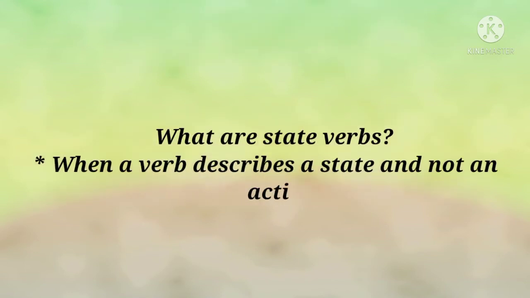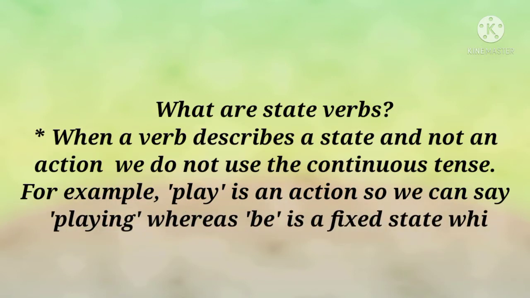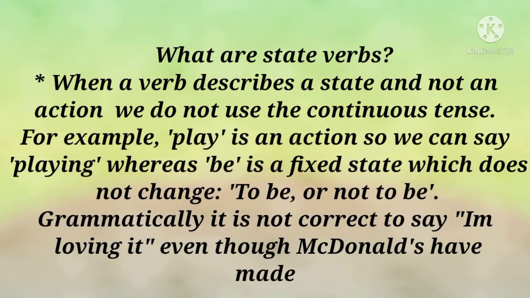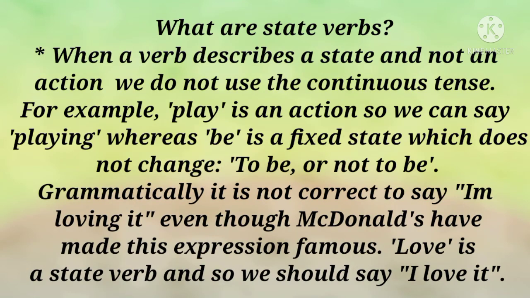Now children, let us see what are state verbs. Children, when a verb describes a state and not an action, we do not use the continuous tense. For example, play is an action, so we can say playing, whereas be is a fixed state which does not change, like to be or not to be. Grammatically, it is not correct to say I am loving it, even though McDonald's have made this expression famous. Love is a state verb, and so we should say I love it.